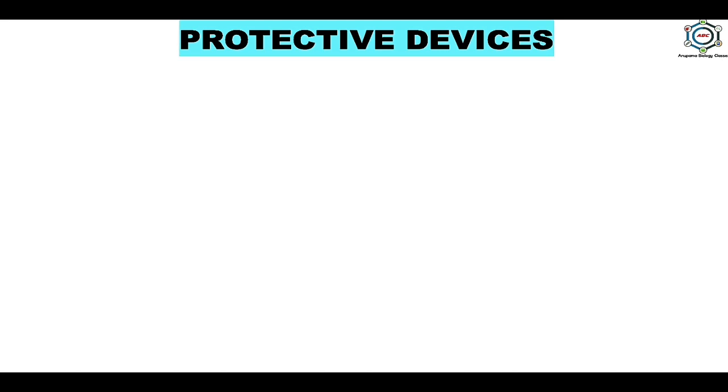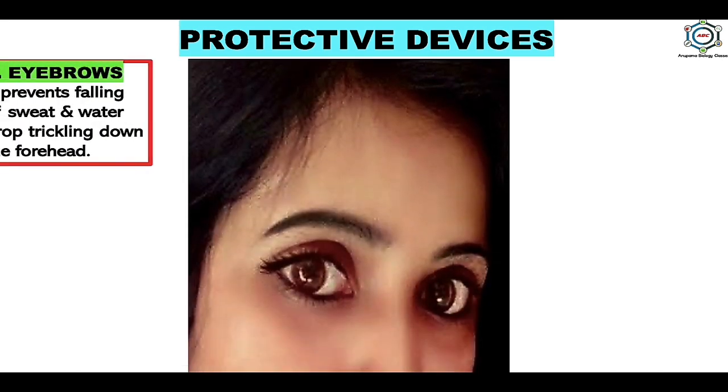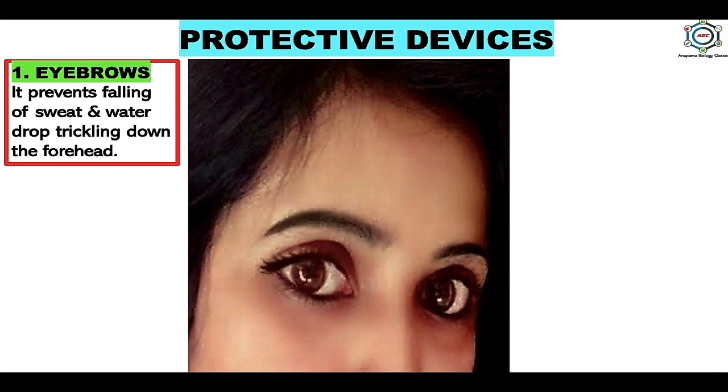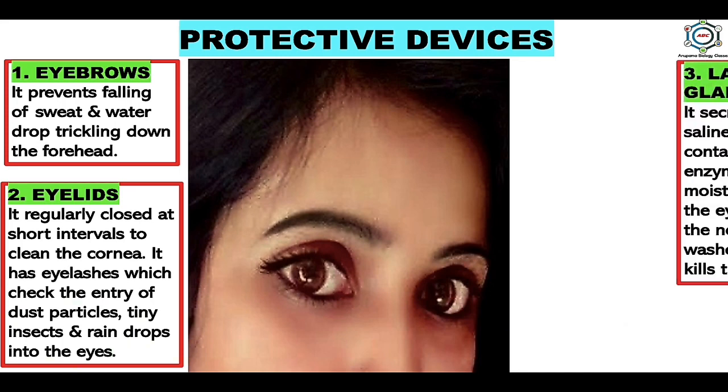After that, the protective devices of eyes. For this, first one is the eyebrows. It prevents falling of sweat and water drops trickling down the forehead. Second is eyelids. They are regularly closed at short intervals to clean the cornea. It has eyelashes which check the entry of dust particles, tiny insects and raindrops into the eyes.